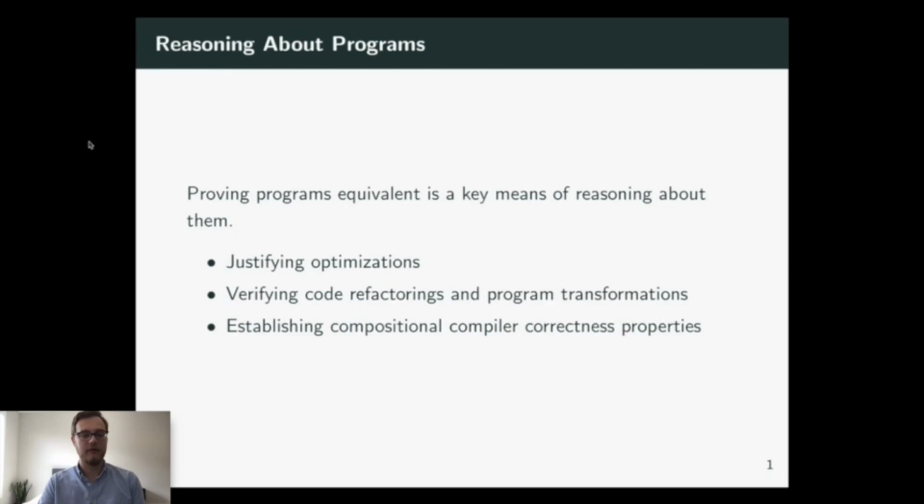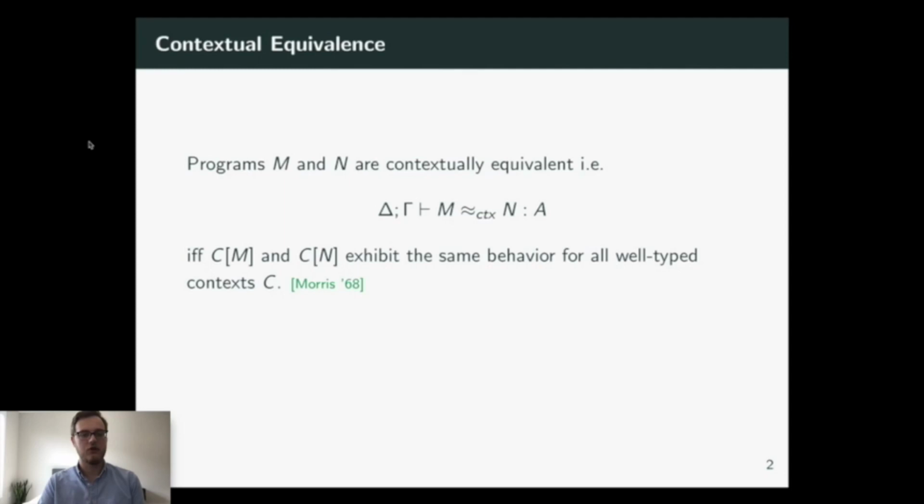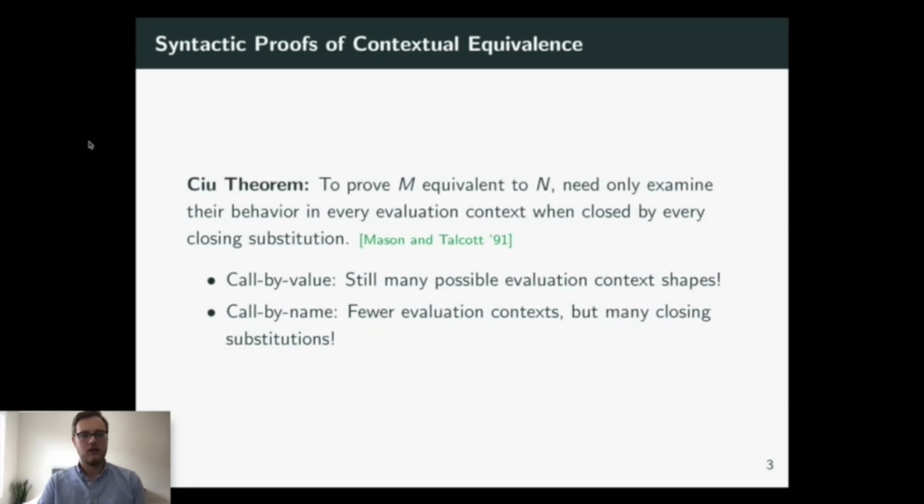The sort of gold standard of equivalence, the notion that we care most about, is called contextual equivalence. And two programs are contextually equivalent when they show the same behavior in all contexts. There's no way to distinguish between them. But proving this is difficult because there's so many different possible contexts that programs could be used in that we can't really just do a case analysis on all of them. So we need other techniques to prove equivalences, and the CIU theorem does this.